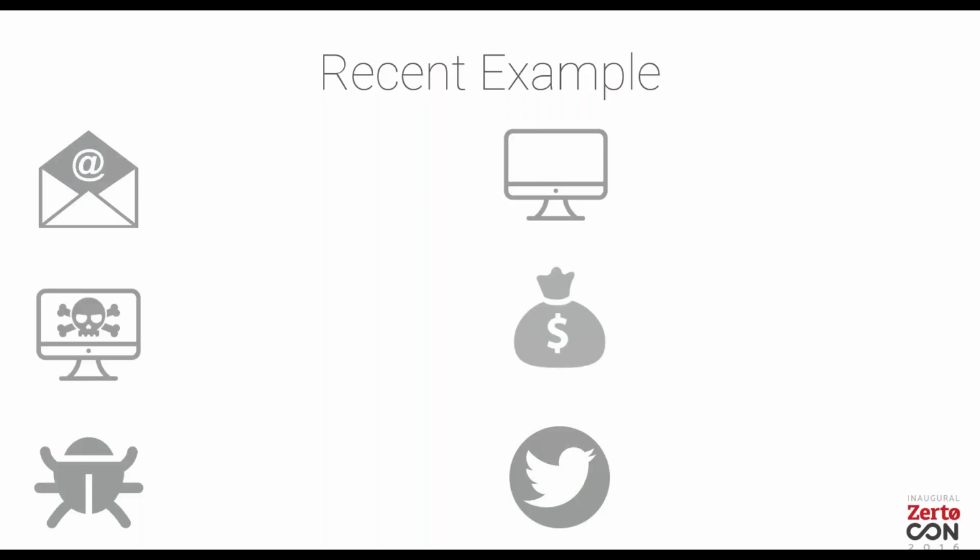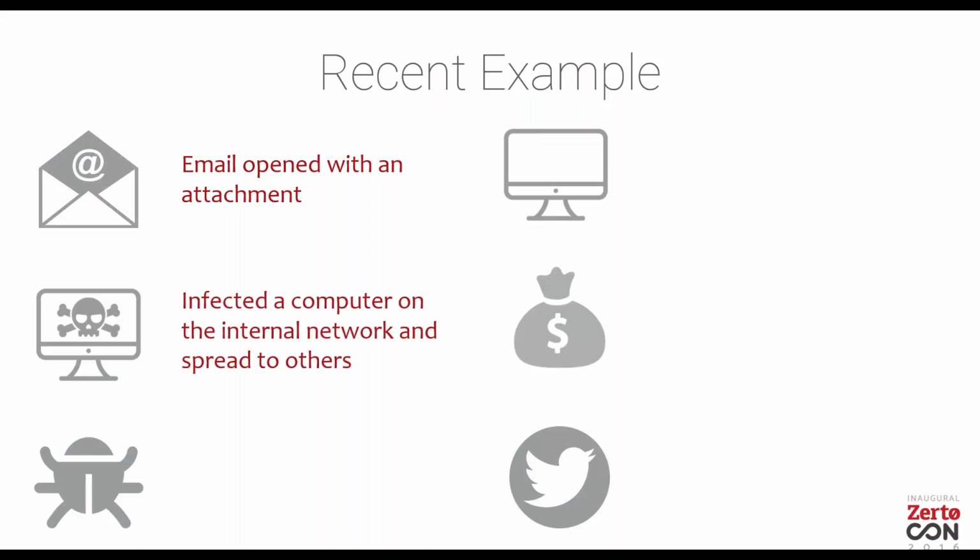So a recent example, now this is going back to September last year. Now I like this example because it just shows the effect of what ransomware can do in an organization. Now in this case, a ransomware payload was delivered in an attachment. It infected a computer on the internal network, but then it starts to spread to others.